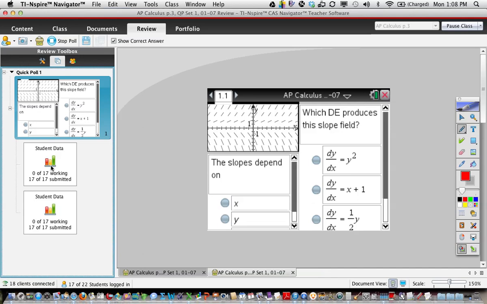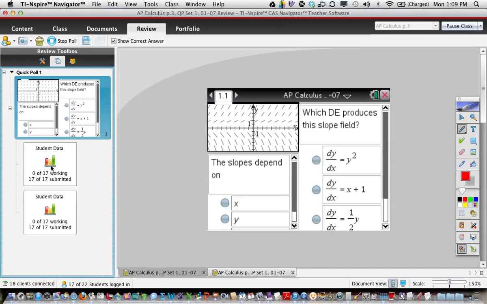Let's do the first question. The slopes here depend on x, y, or both x and y. Now, before we show the answer, this differential equation here, just so you understand what that sentence means: what do the slopes depend on? In this one, what do the slopes depend on? X. When x changes, the slopes change, right? The slopes depend on whatever x is. Y doesn't matter. When y changes, the slope's not going to change because y isn't even in the equation.